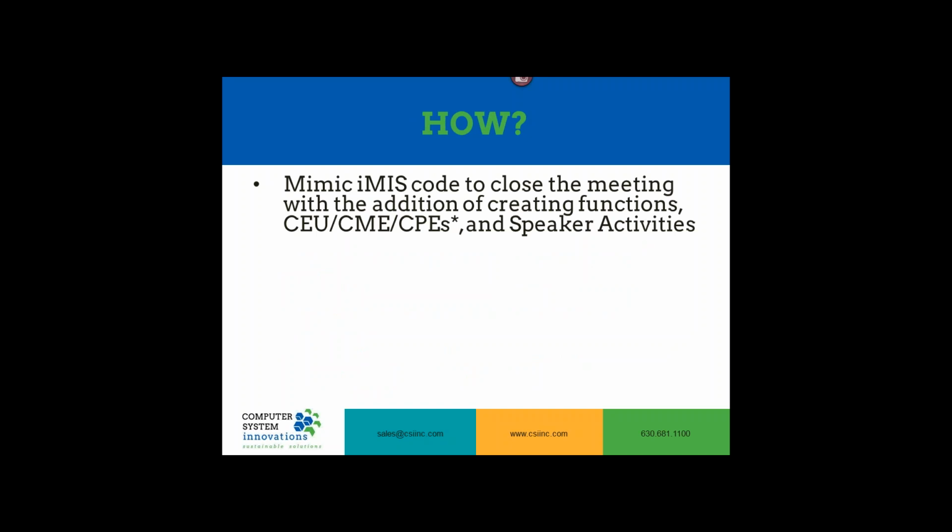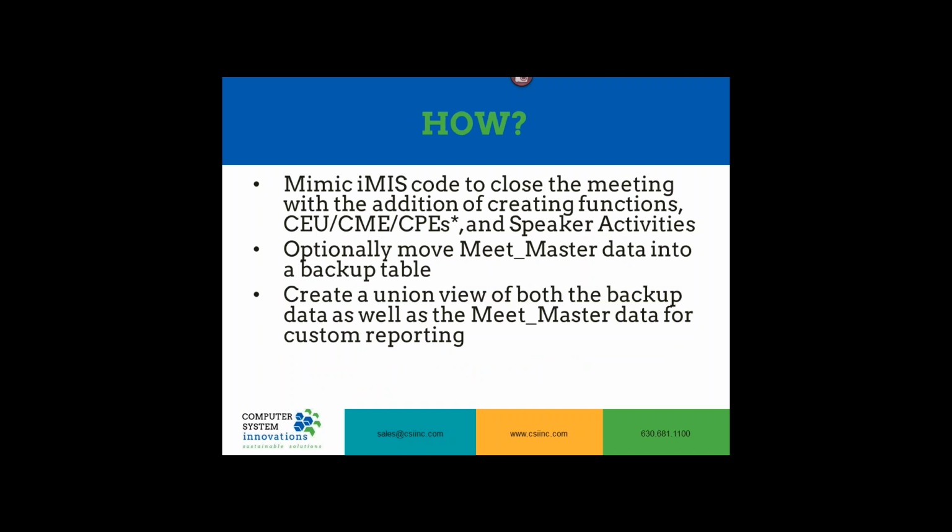So how did we do it? Well, we mimicked the IMUS code to create the event functions, function activities, the event activities, as well as the ability to create CEU, CME, CPEs, and speaker activities. So we did all that. We gave you the ability to hide the data, and we do that by moving the data out of the Meet Master table into a backup table. And then finally, we created a union view that has both your open and closed meetings. So if you wanted to do some custom reporting, you can do that. We'll talk about that right near the end as well.